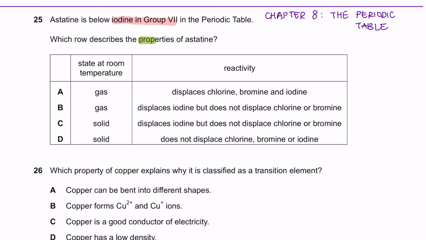Which row describes the properties of astatine? So as it goes down the group, it becomes solid. And as for the reactivity, it cannot displace chlorine, bromine or iodine as it is lower than these three elements. So the answer is D.